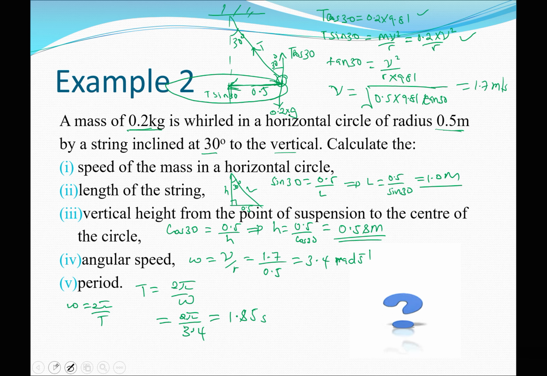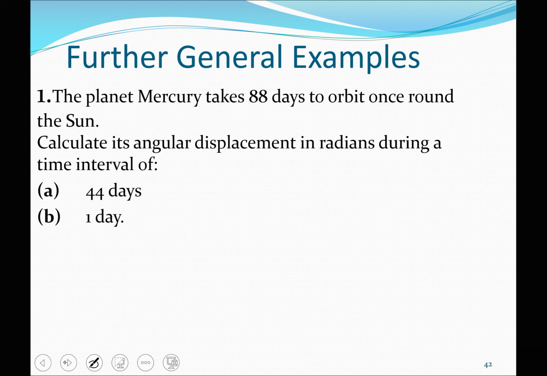Okay, more examples. So these are going to be further general examples. The planet Mercury takes 88 days to orbit once around the sun. So this is the period, capital T. Calculate its angular displacement in radians at time intervals of 44 days, 1 day. So 88 days corresponds to one revolution.